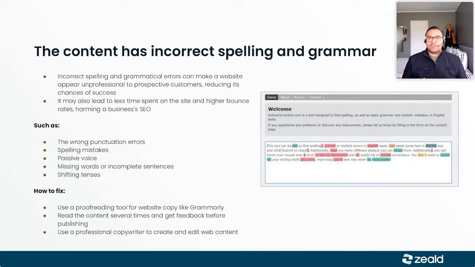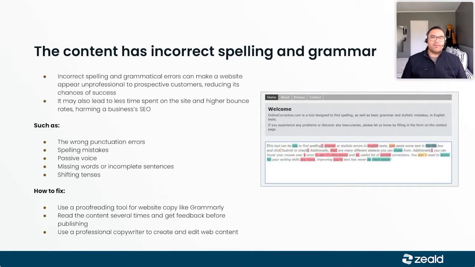These might be using the wrong punctuation, incorrect spelling, using passive instead of active voice, missing keywords in sentences or incomplete sentences, and shifting the tense you write in. All of these grammar mistakes can make your website look unprofessional and give potential customers a bad impression of your site. Additionally, misspelling keywords or key phrases in your web content will also impact your search engine optimization.